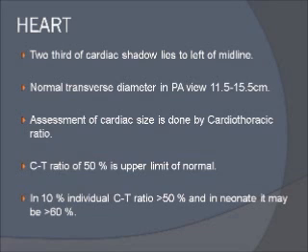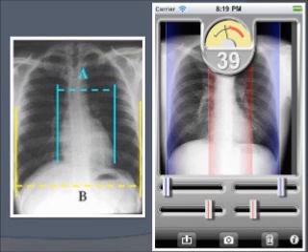But in athletes or in some individuals it may be more than 50%, and in neonates it may be more than 60%. So there are exceptions, but generally the heart should be less than 50% of the inner thoracic diameter. So here how are you going to measure it? There are two images. We should take the diameter of the heart, and we should take the maximum inner thoracic diameter, and then we should calculate the ratio. The heart should be less than 50%.